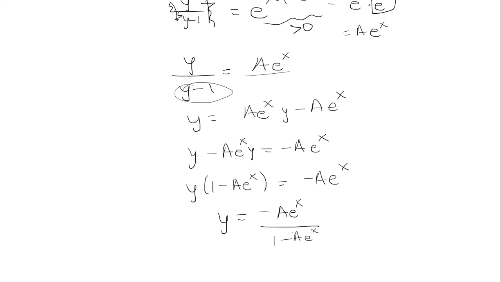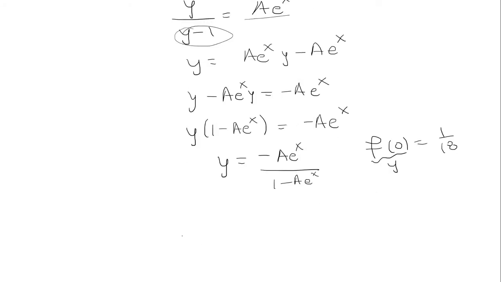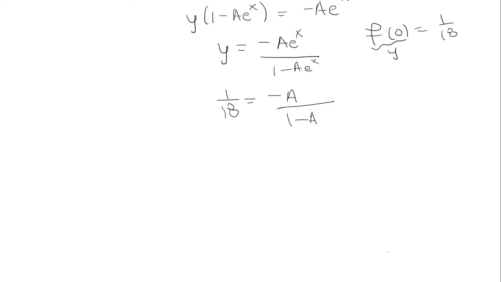Now I have solved for y, but I need to use the initial condition. The initial condition was f(0) being 1/18, but we said let f be y. So when x is 0, y is 1/18. So plug that in: 1/18 for y, 0 for x. If x is 0, e^0 is 1, so I'm not going to bother writing that. So this comes down to me finding what a is.